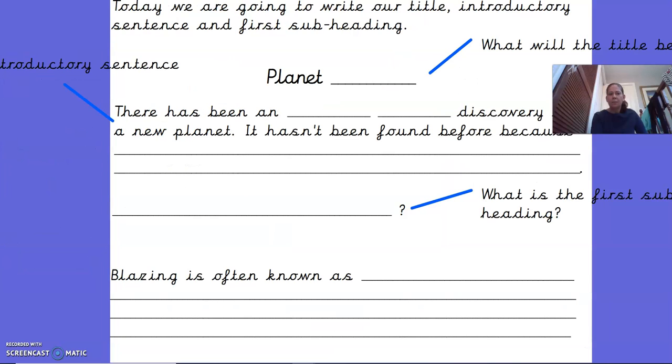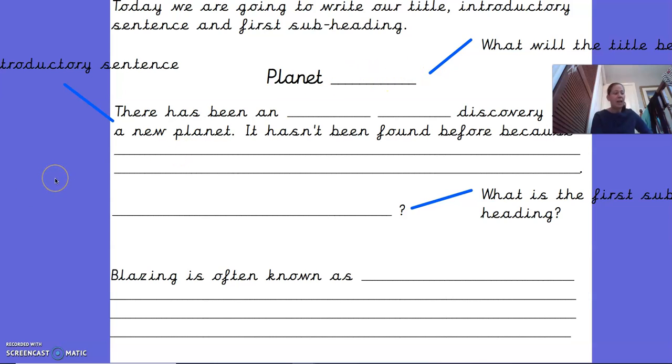Today, we're not going to be doing it all. We're just going to be starting it. So today we're going to be writing our title. That's quite simple because mine is Planet Blazing. Remember, where do you write your title? You write your title in the middle of the line. And what do we do with it? We underline it. And I know this may sound a bit strange, but remember to underline it with a ruler. We've seen lots of people just draw a line thinking, oh, well, that will be fine. But it has to be with a ruler so it's nice and straight. So you'll write planet and then the name of your planet.